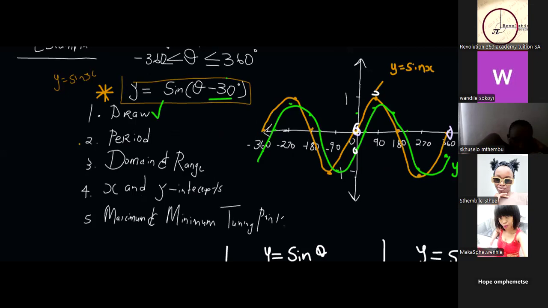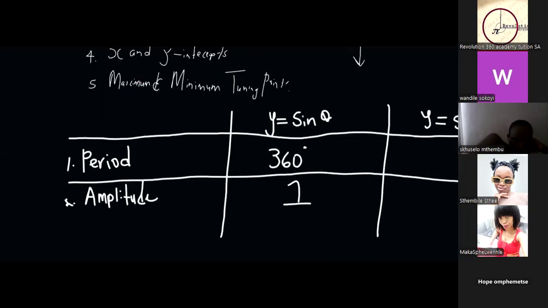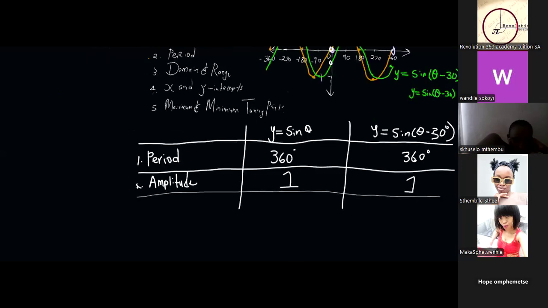Now we go to number 3. On number 3, they want the domain. I'm just going to write here. Hope you are able to see. With regards to the domain, remember in maths, when I speak about the domain, it's all possible values of x. Range is all possible values of y.